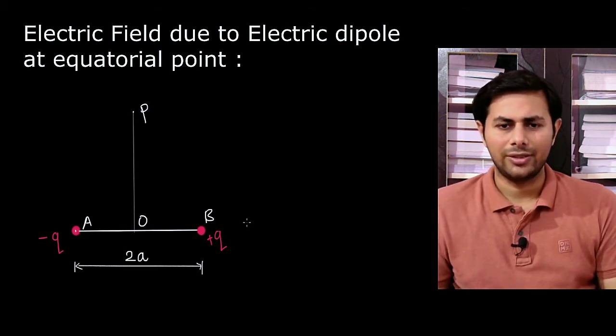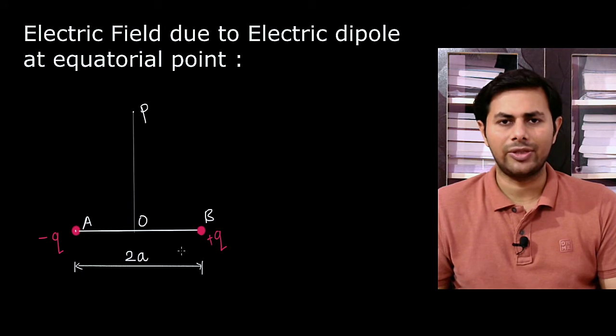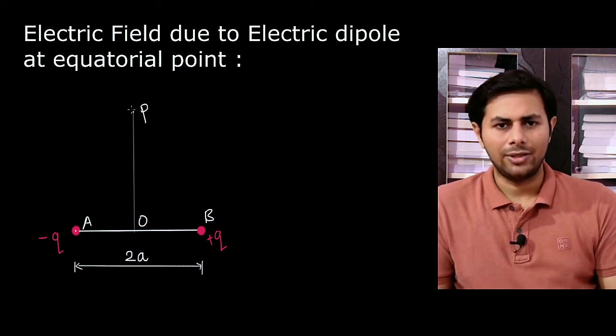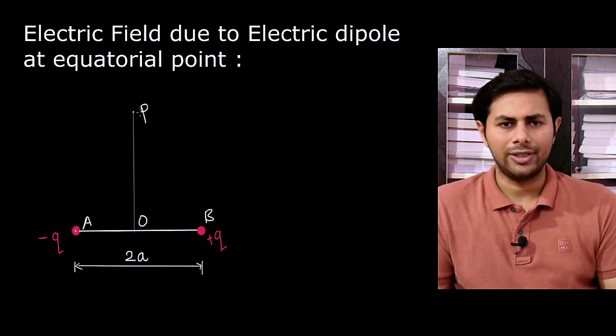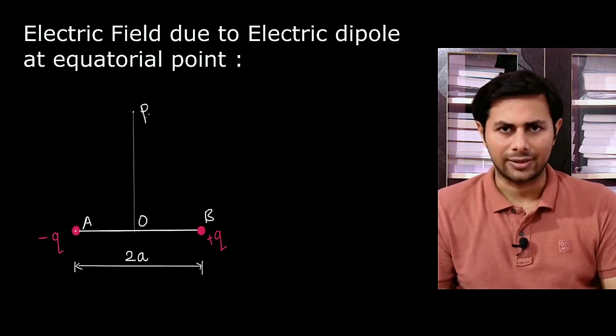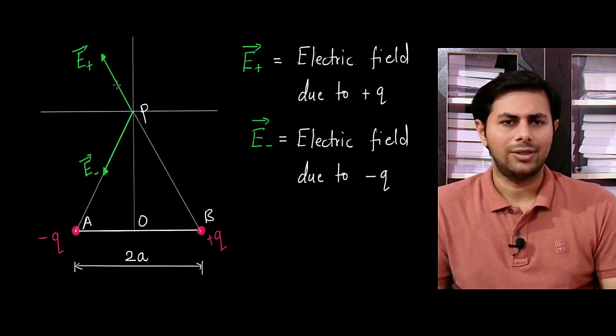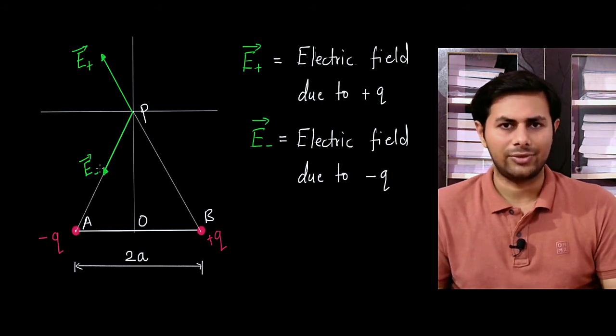An electric dipole is a positive charge separated from a negative charge by some distance. Okay, so here we have a positive charge plus q and negative charge minus q, and the distance between them is 2a, and we want to find out the electric field due to this dipole at this point P, which is at its equator or perpendicular bisector. Okay, so let's suppose that E plus bar is the electric field due to positive charge and E minus bar is the electric field due to negative charge.